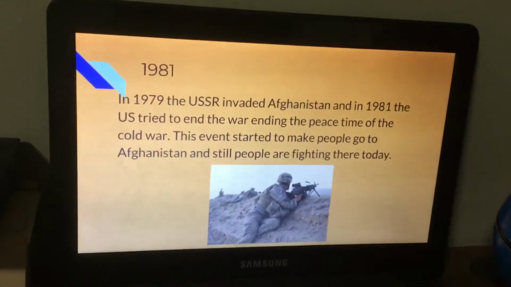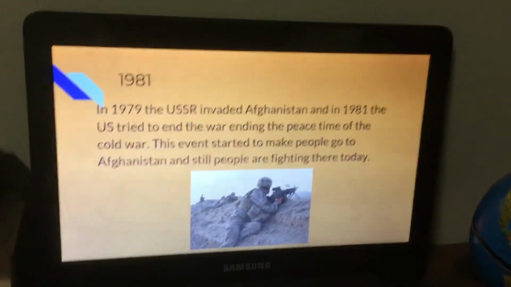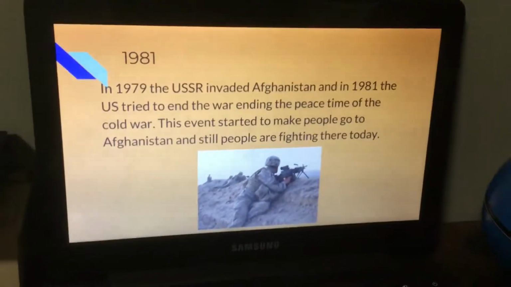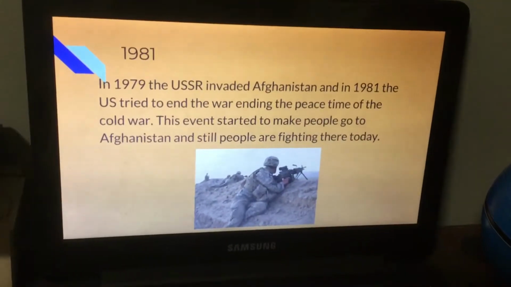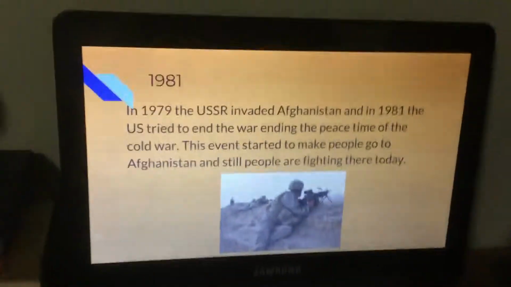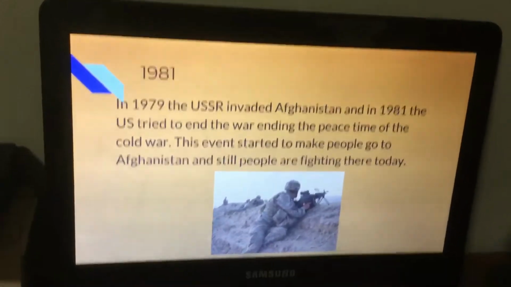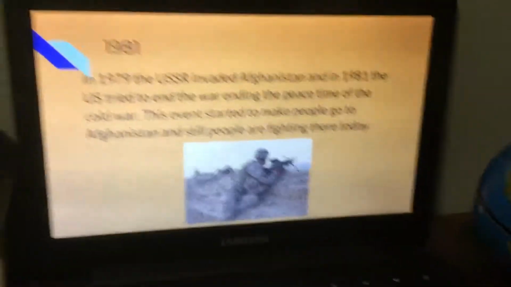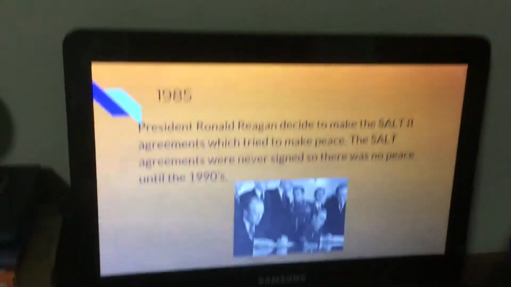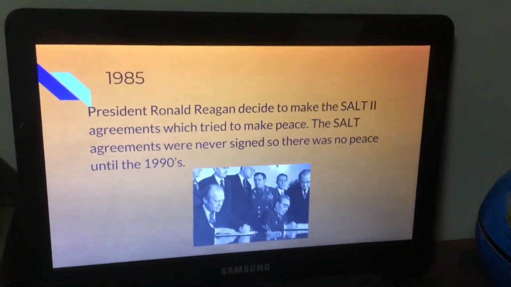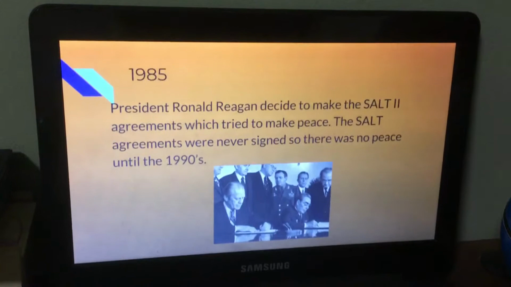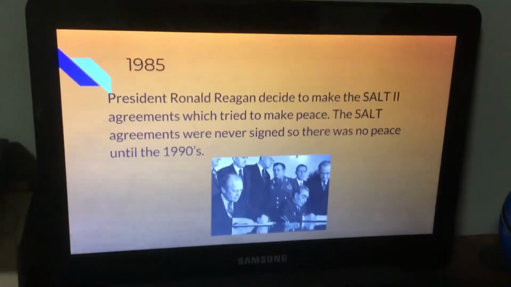In 1979, the USSR invaded Afghanistan, and in 1991, the U.S. tried to end the war by ending the war. This event started to make people going to Afghanistan. People are still in Afghanistan fighting for victory today. In 1985, President Ronald Reagan wanted to make the SALT II agreements that were trying to make peace. The SALT agreements were never signed, so there was no peace till the 1990s.